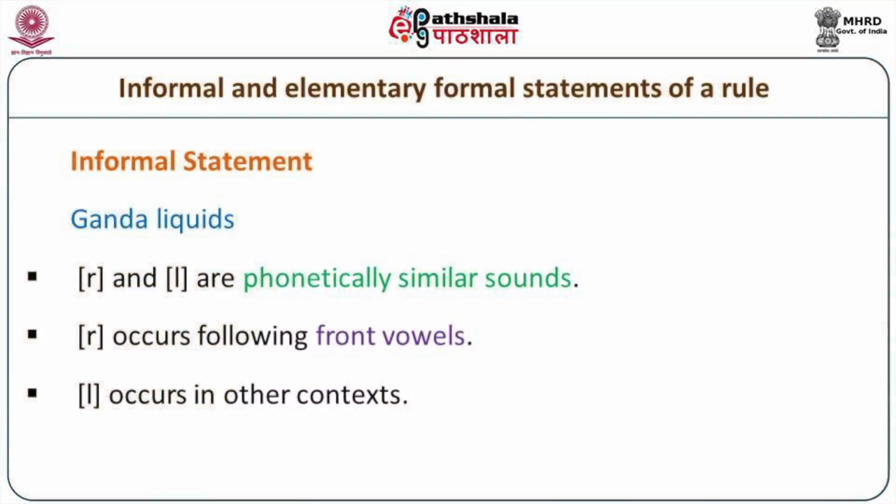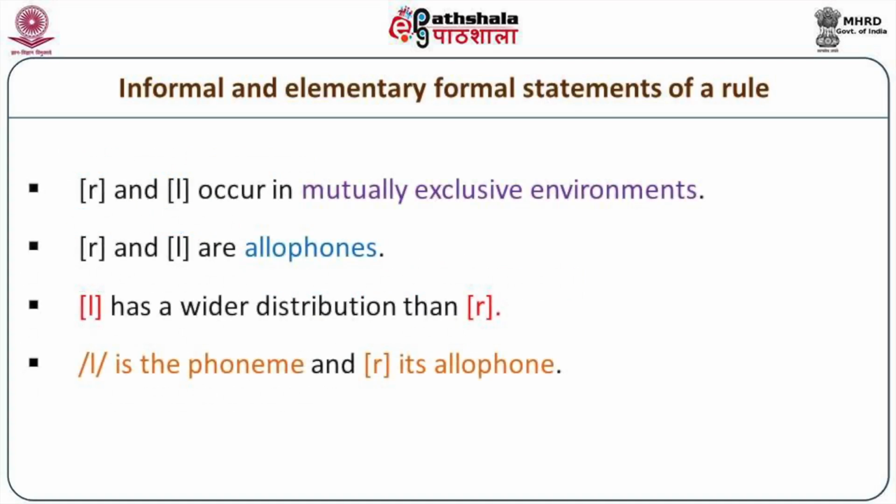We start by noting that R and L are phonetically similar sounds. And then we look at the context. We find that R occurs in a given context, such as following front vowels, E and A. L never occurs in those contexts. L occurs in all other contexts. Step 3. R and L are in mutually exclusive environments. Step 4. R and L are allophones of the language.